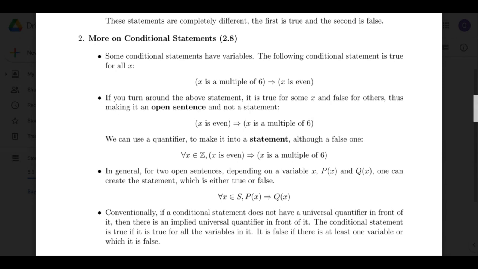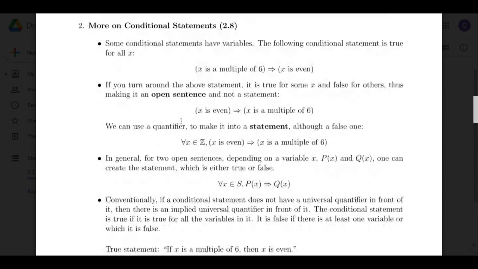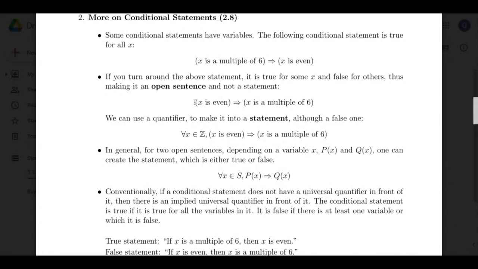And we talked last class about the contrapositive, right? The contrapositive says that left-hand side implies right-hand side is the same as the negation of the right-hand side implies the negation of the left-hand side. That's called the contrapositive. So the contrapositive is true. But if X is even, then X is a multiple of 6 doesn't work as a statement as it is. We can use a quantifier to make it into a statement.